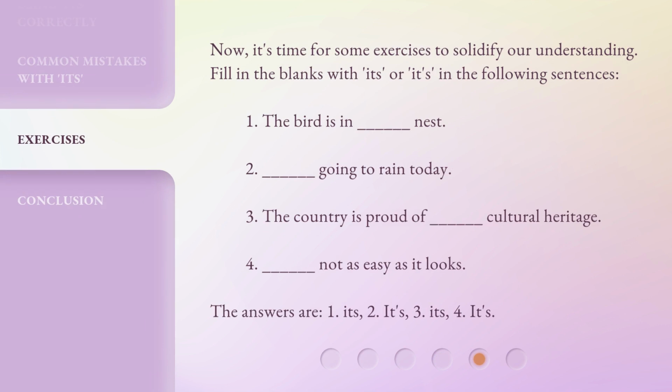Now, it's time for some exercises to solidify our understanding. Fill in the blanks with it's or its in the following sentences. 1. The bird is in blank nest. 2. Blank going to rain today. 3. The country is proud of blank cultural heritage. 4. Blank not as easy as it looks. The answers are 1. Its. 2. It's. 3. Its. 4. It's.